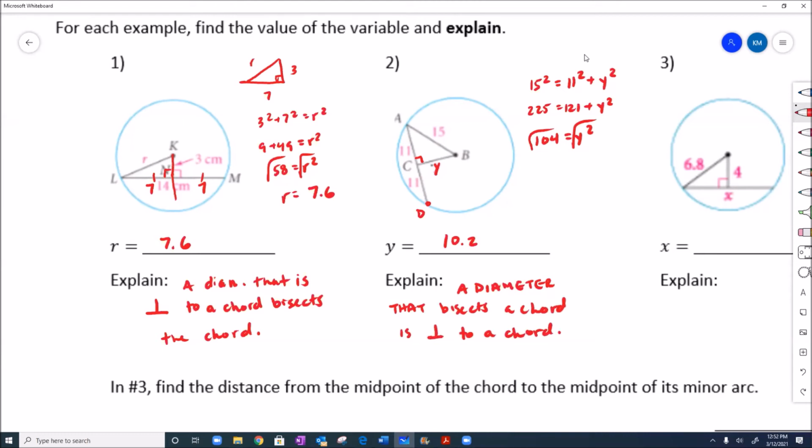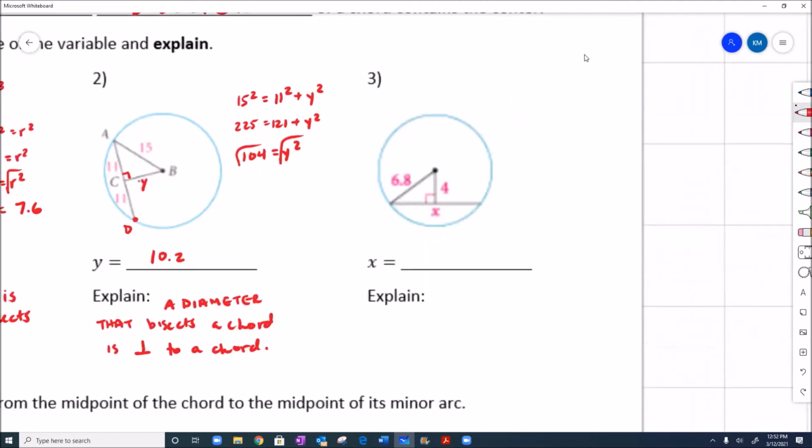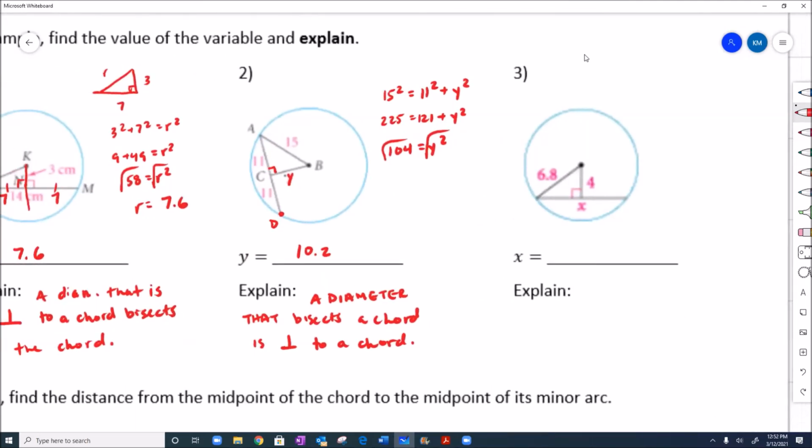Okay, and last one here, we have 3, and they tell us that this line through the center is perpendicular to the chord. Okay, so we know that it's bisected. And so we can use Pythagorean's theorem because they already tell us that this is a 90-degree angle. So our Pythagorean's theorem should be set up as 6.8 squared equals 4 squared plus, so I'm going to call it another thing, and we'll call it h, okay, squared.